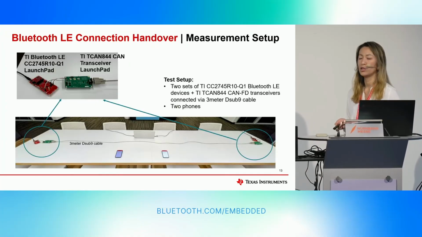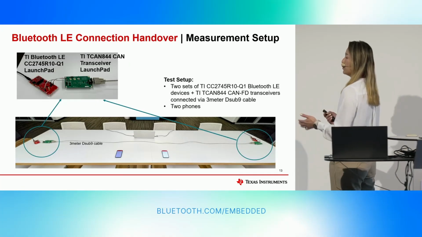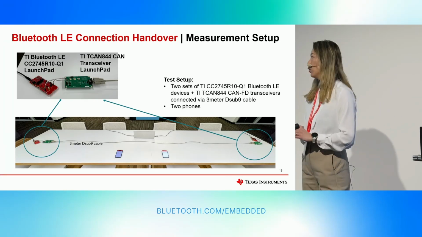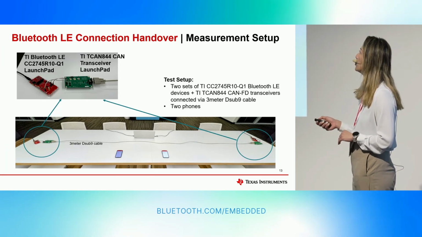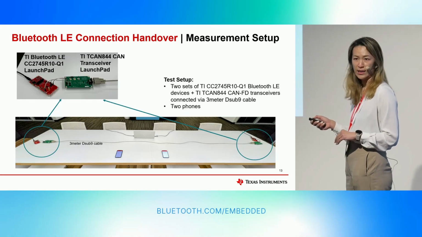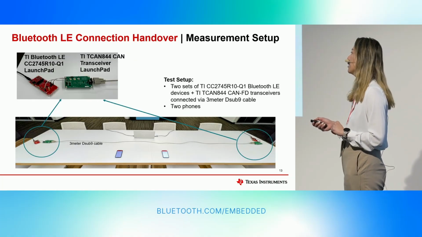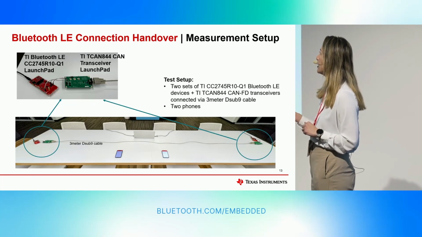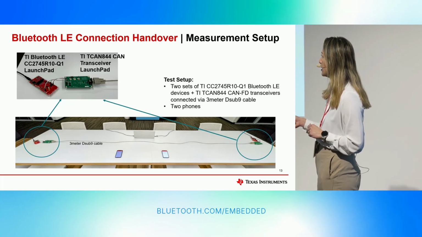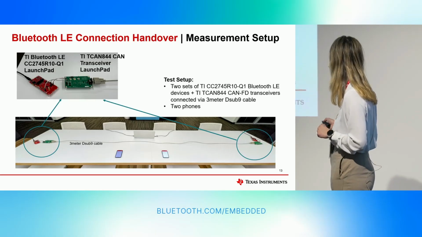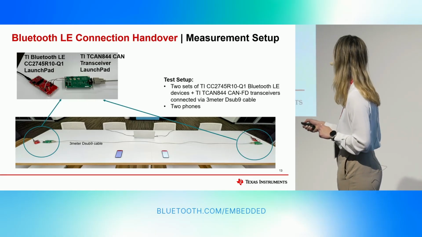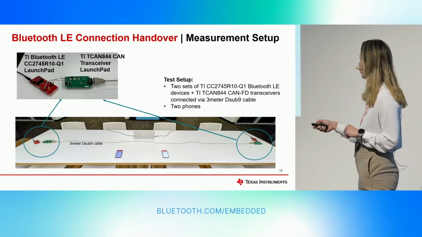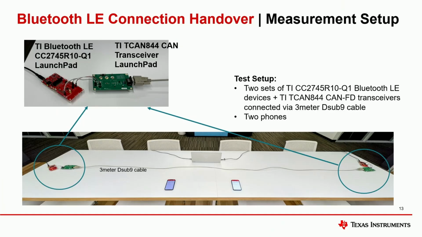Here, I'm going to show a little bit of our measurement setup and then present the benchmark, and then they will come with a video of connection handover. We use a TI LaunchPad. You can get it on ti.com. Everyone can just go and get it; you don't need to request a sample. You will also get a TI TCAN device. This is a setup of two identical sets, and the CAN is connected with a 3-meter cable here. We also use two phones to connect to it.